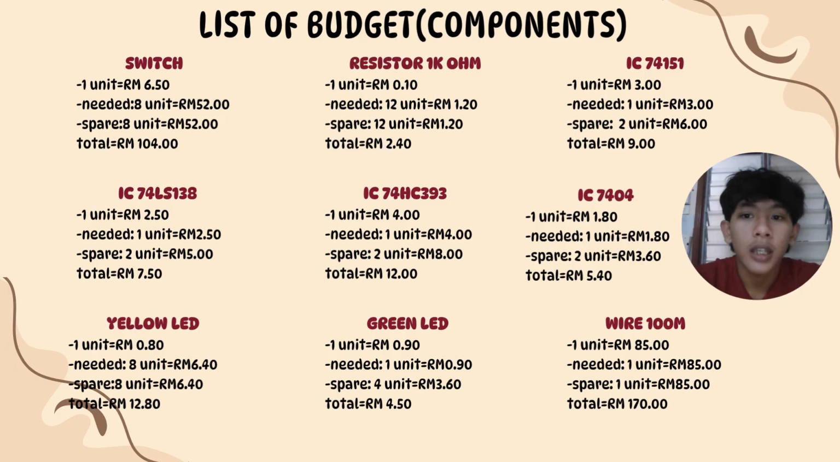In this slide, I will show you the price for one unit, the needed units, the spare parts, and also the total. As an example, I will show you the switch. The price for one unit is 6 ringgit 50 cents, but we need 8 units, so the total comes to 52 ringgit. We also need to buy spare parts so we can prepare for anything that can happen. So the total comes to 104 ringgit for switch. There are also resistor, IC, yellow LED, green LED, and wire.